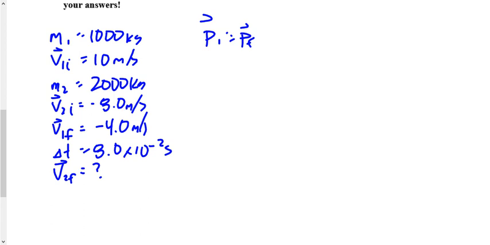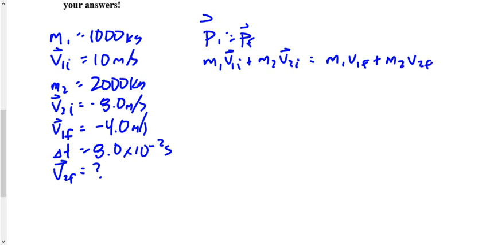How many objects do we have before this collision takes place? 2, right? So we're going to say M1 V1I plus M2 V2I. Now, after they collide, how many objects do we have? 2. So we're going to say M1 V1F plus M2 V2F. They don't stick together. They don't entangle. If it doesn't say they entangle or stick together, then we have to assume that they do not.